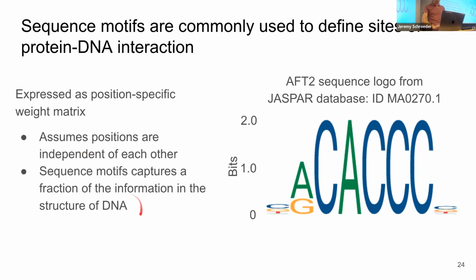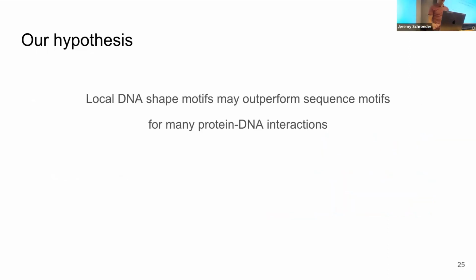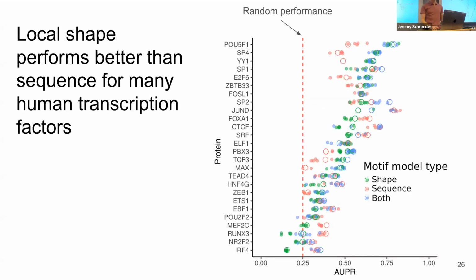And of course, sequence motifs, or sequence itself, only captures a fraction of the actual information content in a piece of DNA. So our hypothesis has been that local shapes of the DNA may outperform sequence motifs for certain proteins. And that's actually a pretty conservative hypothesis. I think most people in this room will appreciate that it's probably a foregone conclusion that it's going to be borne out in the data. So I'll just give you the upshot right off the bat. It is true, it is borne out in the data that ShapeME, using shape motifs, can perform better at predicting protein-DNA interactions for many proteins than sequence motifs can.